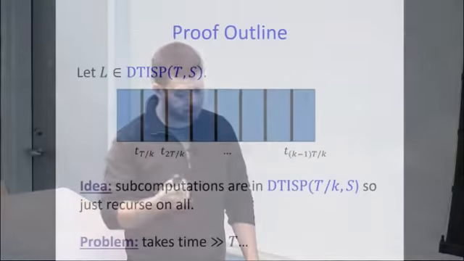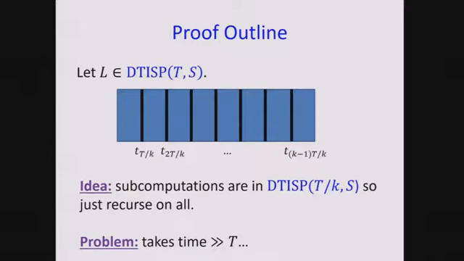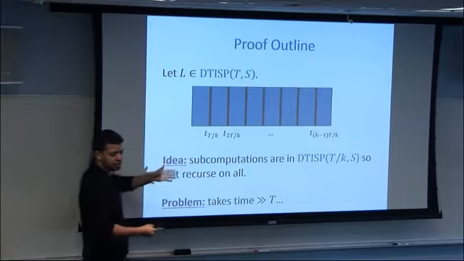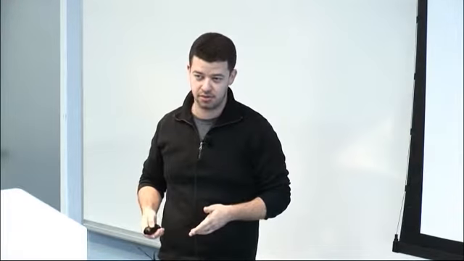The problem is that if you open up this recursion, what the prover is basically sending is this entire table. Right? So in particular, the communication is going to be t times s. We could just do everything by ourselves in time t. So this is not a good idea.